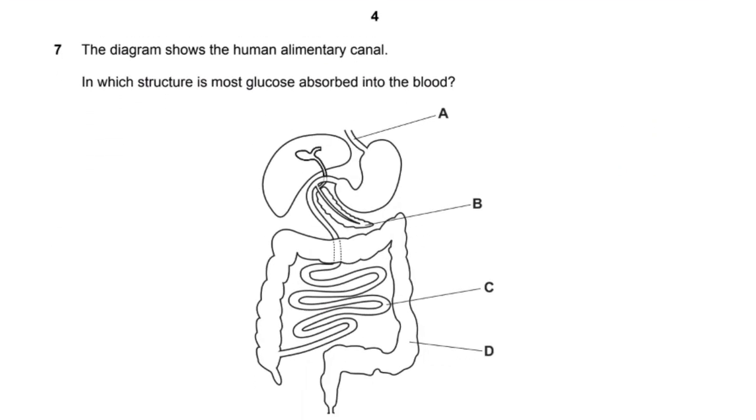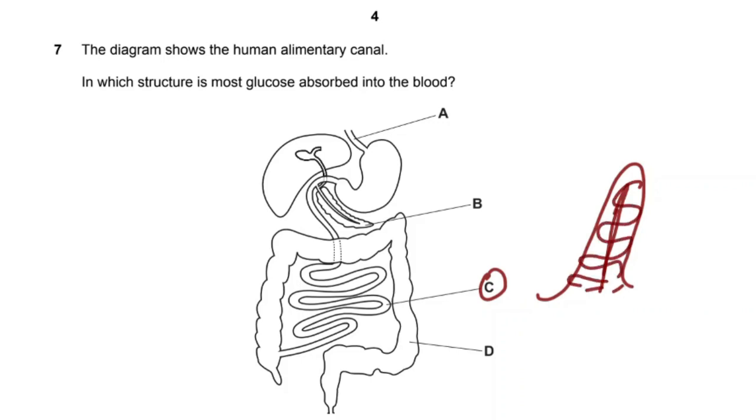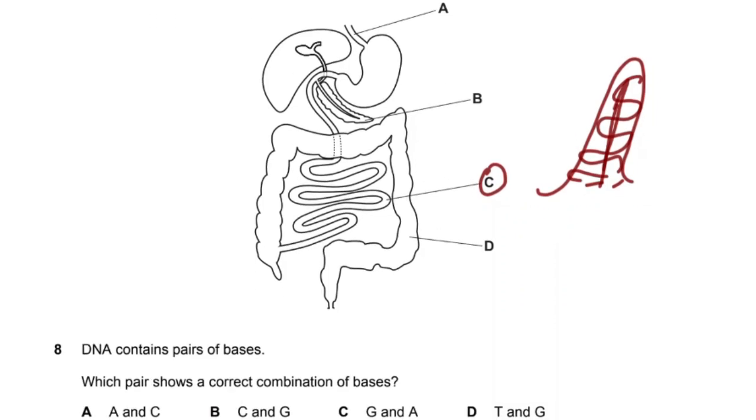The diagram shows the human alimentary canal. In which structure is most glucose absorbed into the blood? The absorption process occurs in the small intestine because this part of the small intestine is surrounded by blood capillaries, and every villus has many blood capillaries, due to which the absorption of digested glucose occurs there.